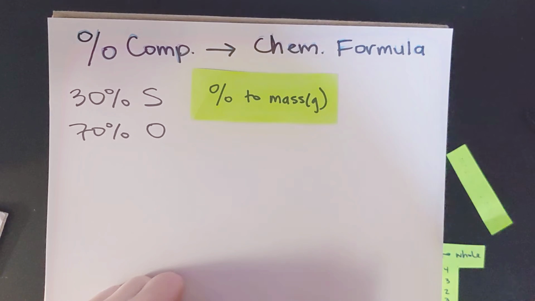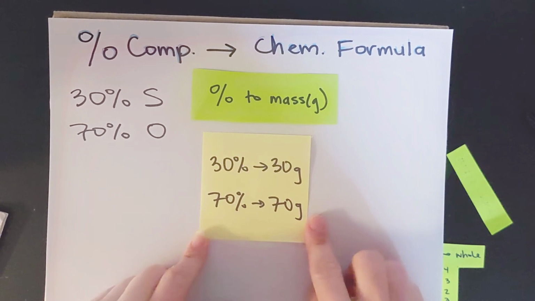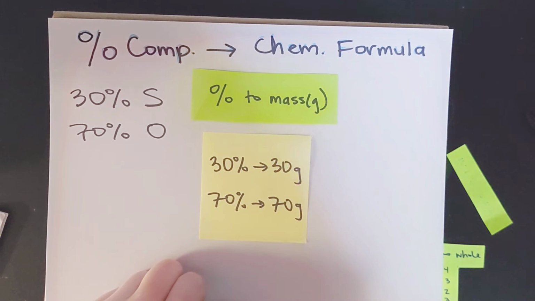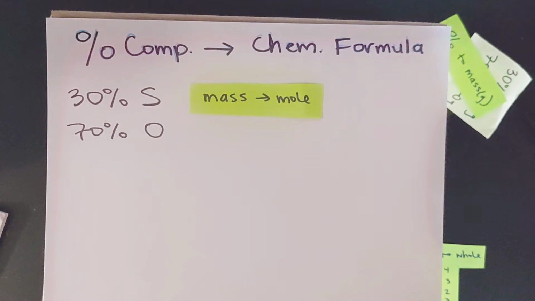So for step 1, to convert percent to mass, this is what my answer would look like. I am literally taking this percent sign off and writing grams. So 30% becomes 30 grams, 70% becomes 70 grams. Step 2, let's convert mass to mole.